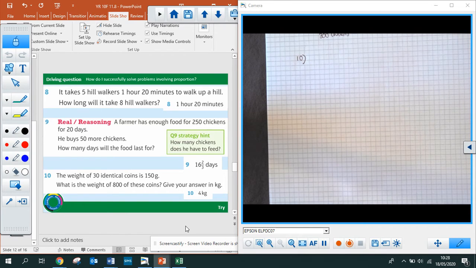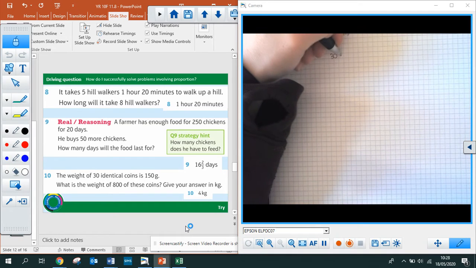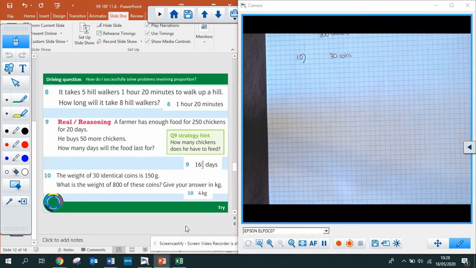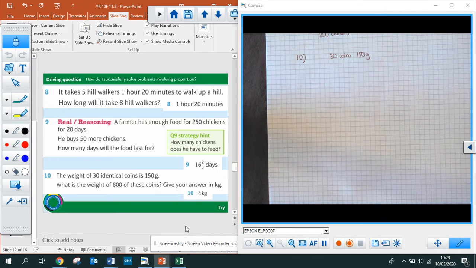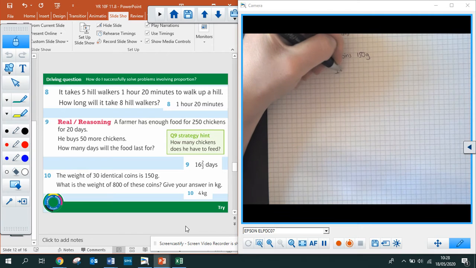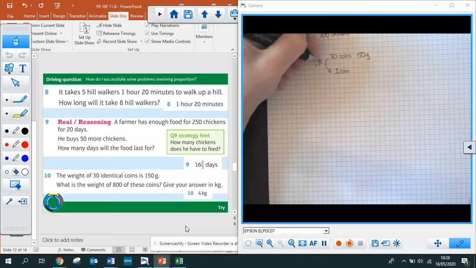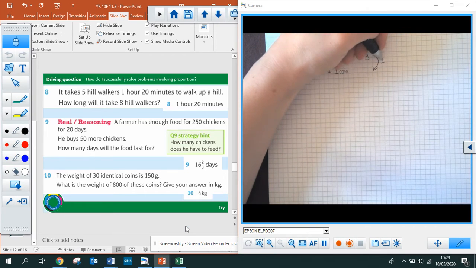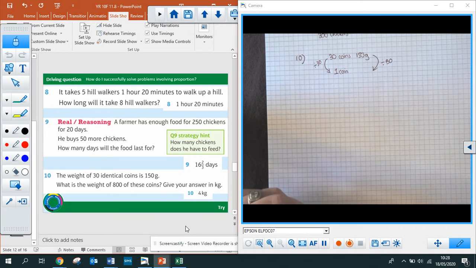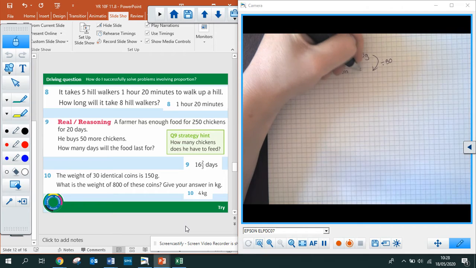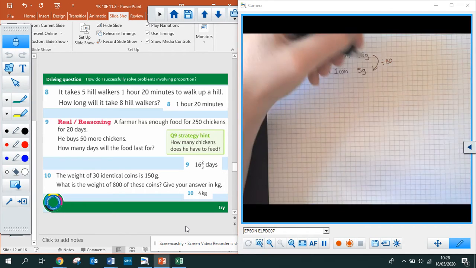So 30 coins weighs 150 grams. So I'm going to work out what one coin weighs, and I know to get from 30 to 1, I need to divide by 30. So to find out the weight, I'm going to divide my 150 by 30. Okay? That's going to give me the weight of one of the coins. So 150 divided by 30 gives me 5. So one coin weighs 5 grams. Okay, that's what it weighs.